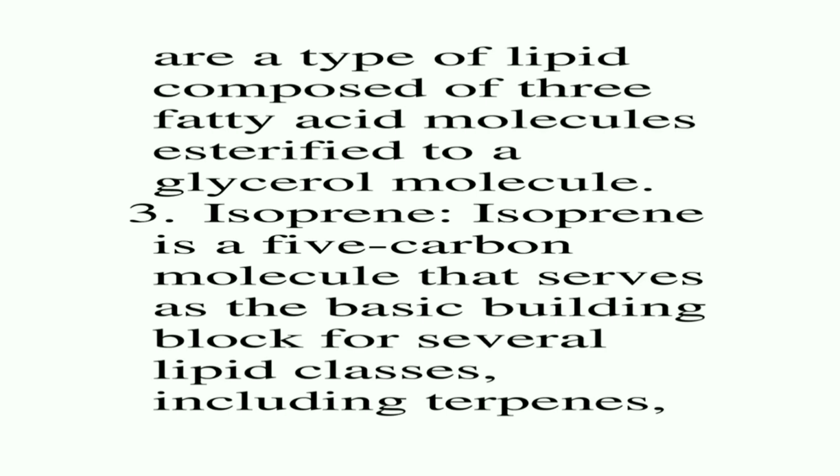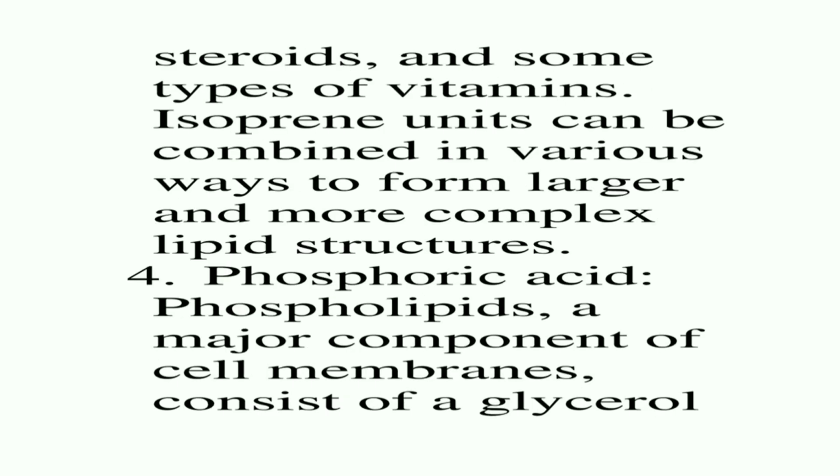3. Isoprene. Isoprene is a 5-carbon molecule that serves as the basic building block for several lipid classes, including terpenes, steroids, and some types of vitamins. Isoprene units can be combined in various ways to form larger and more complex lipid structures.